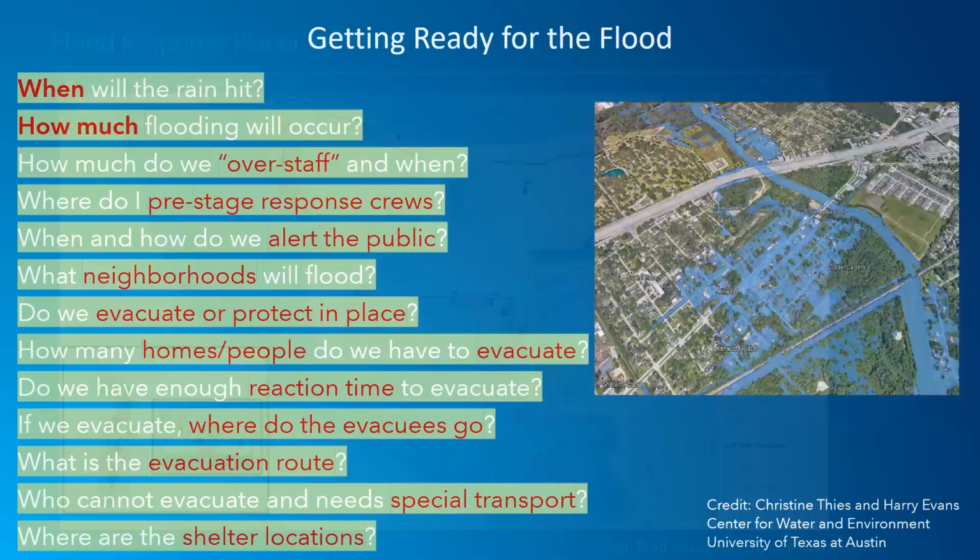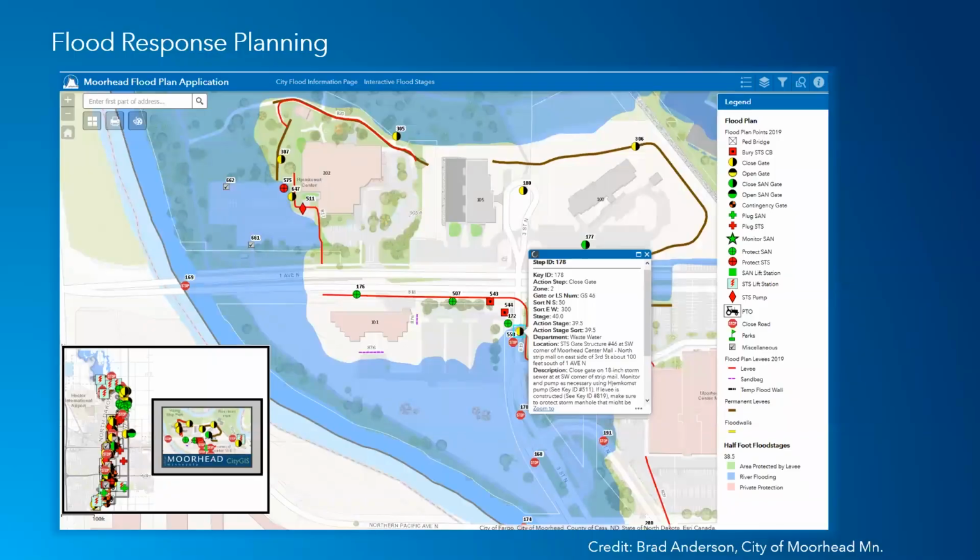So to be able to do that, we need to be able to create what we call a flood response plan. And that response plan should be based on flood depth so we know how to answer some of those questions. This plan here that Brad Anderson from City of Moorhead, Minnesota shared with us has some plans. In this case, it has over 300 steps or actions in this plan for this particular flood scenario.